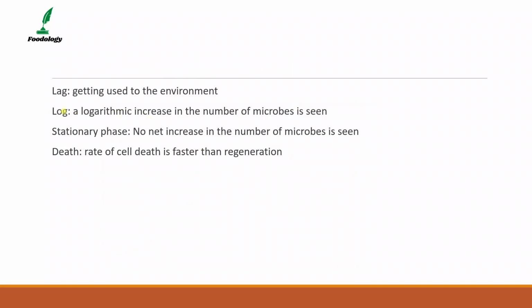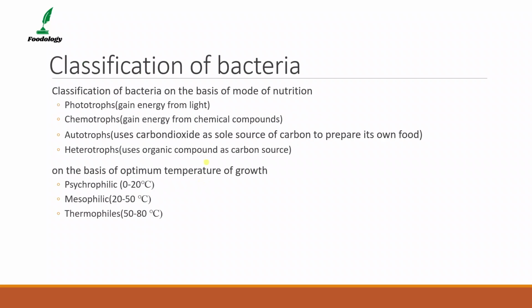So this is just whatever I've explained to you. A small text is given over here. Lag phase, getting used to the environment. Log phase, a logarithmic increase in the number of microbes is seen. Stationary phase, no net increase in the number of microbes is seen. Then we have death, where the rate of cell death is faster than regeneration. I hope this is clear to all of you.